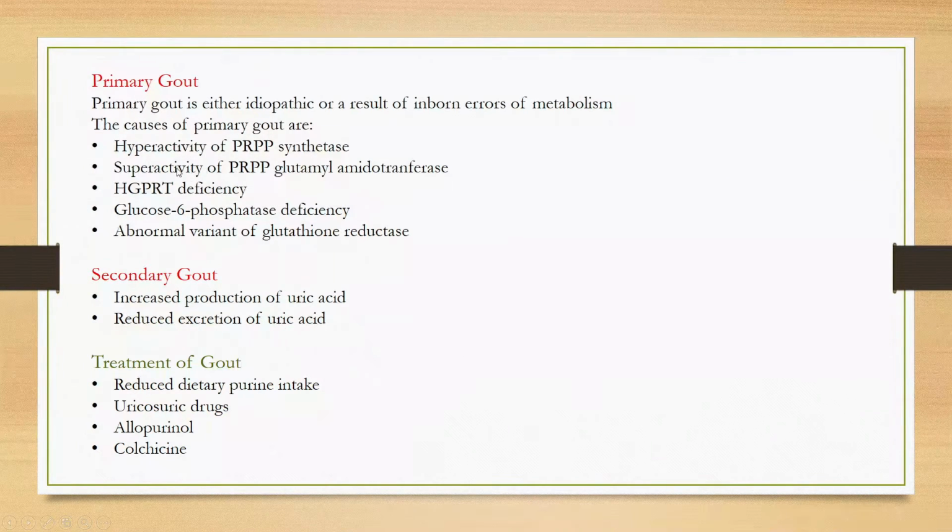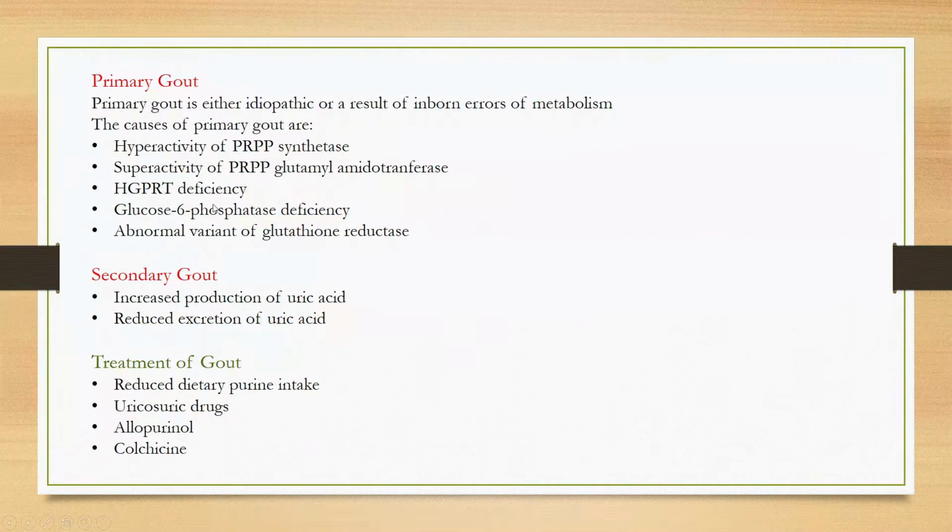Another is the superactivity of PRPP glutamyl aminotransferase. Normally, this enzyme is under feedback regulation, but the abnormal variant of the enzyme is not sensitive to the usual feedback regulation, and that results in the overproduction of purine nucleotides.